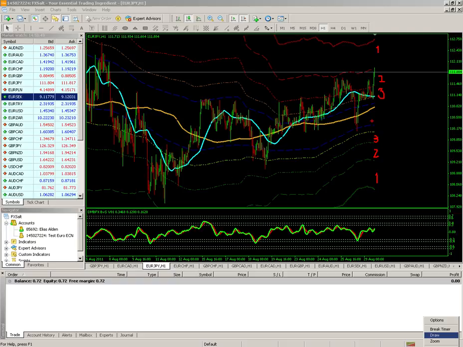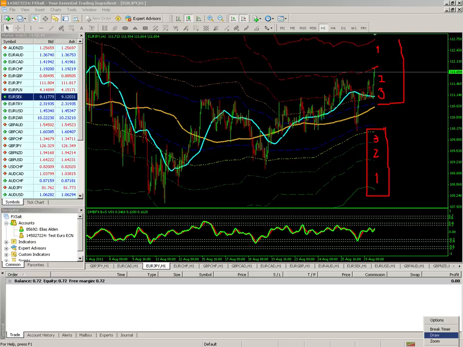Now let's say we want to short a pair, i.e. sell it. The price has to be in one of the sell zones, which is here. And the same goes if we want to buy a pair, the price needs to be in this level. So that's one of the conditions.